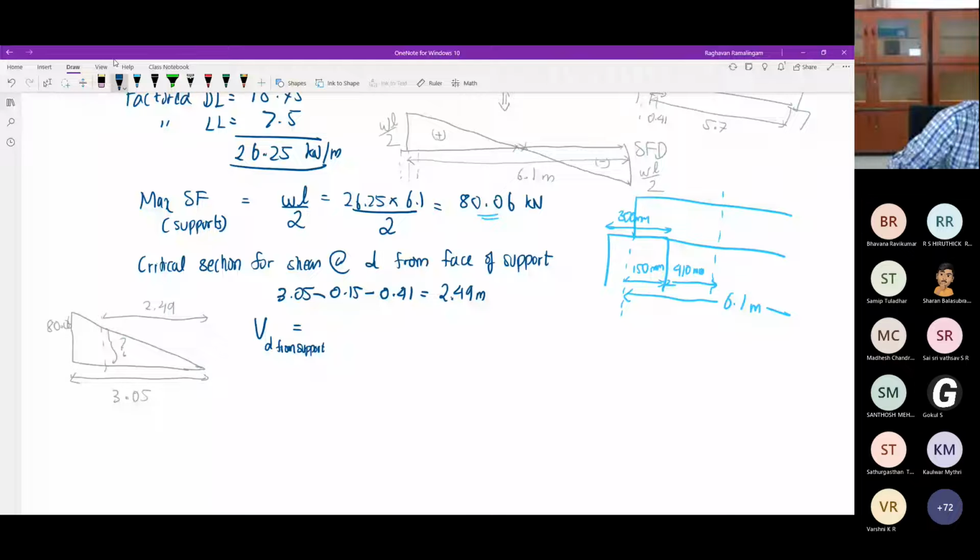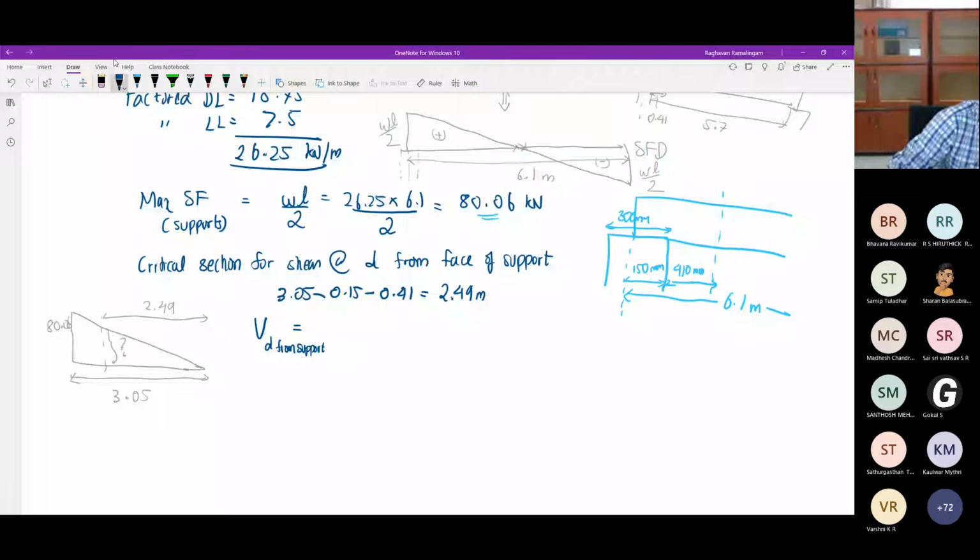So this is 65 kilonewtons. Fine. Now this 65 kilonewtons, I need to see if the given beam can take the shear. Okay. So can the given beam take the shear? Okay. So how to find it out?